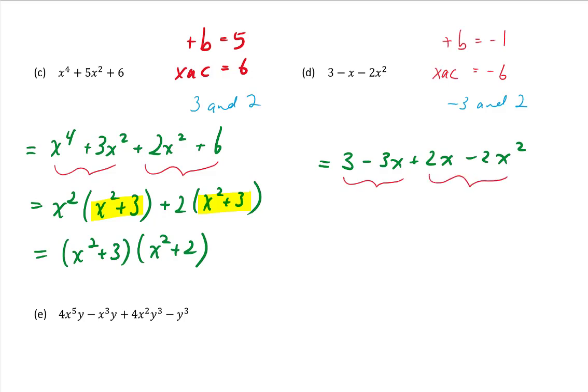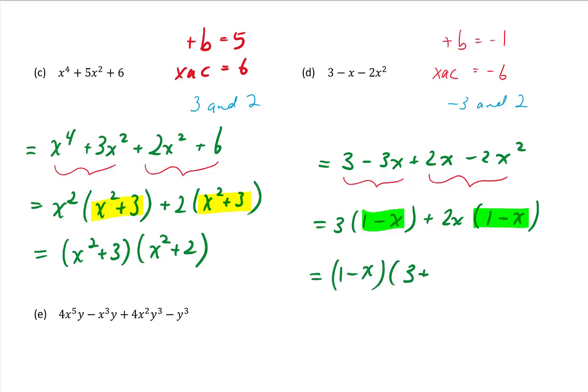Factor by grouping. In the first pair, we have a common factor of 3, which leaves me with 1 minus x. And in the second pair, we have 2x as a common factor, which leaves me with 1 minus x. Again, this works out without having to rearrange the equation. And we end up with 1 minus x times 3 plus 2x.